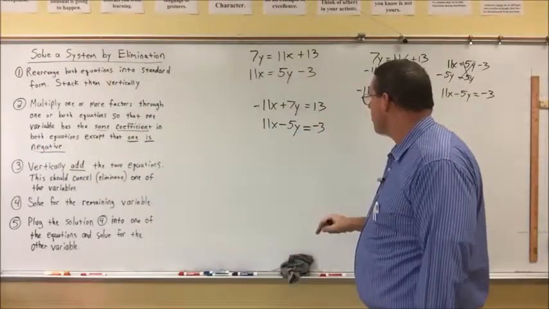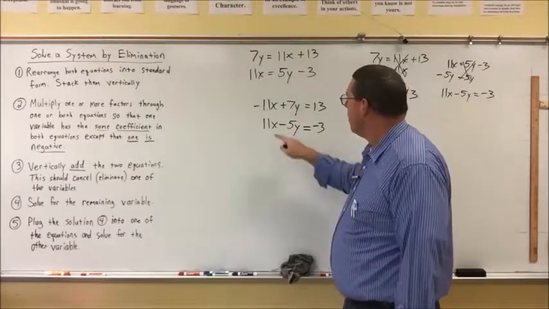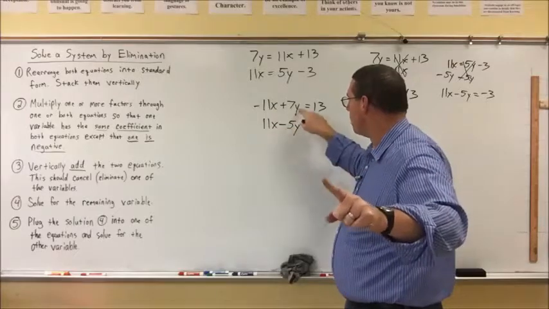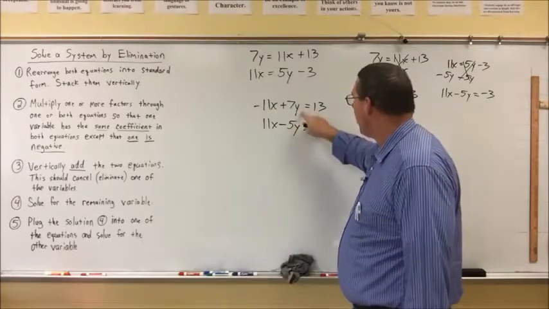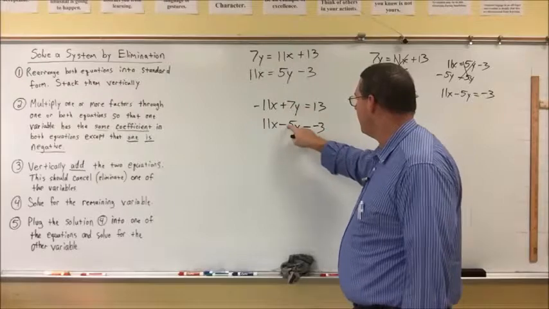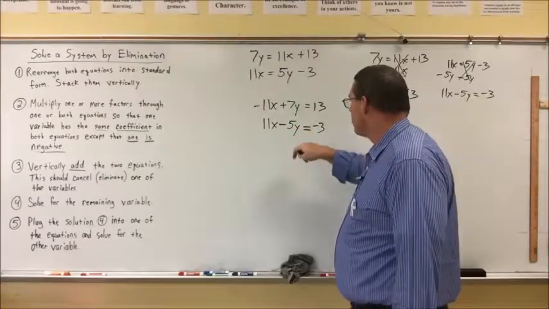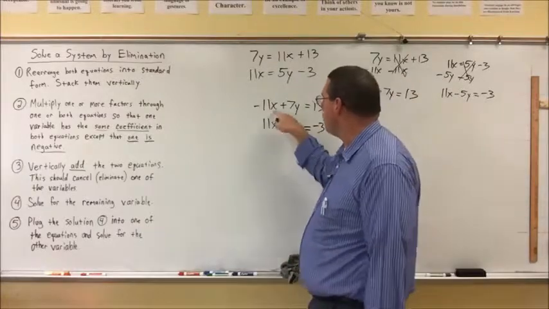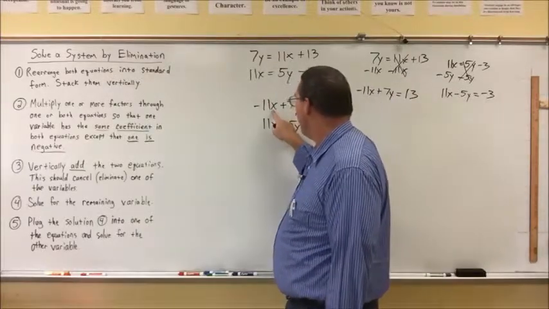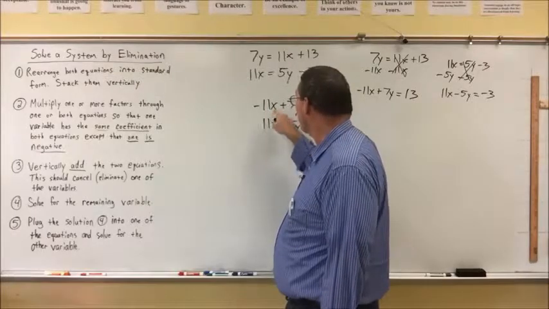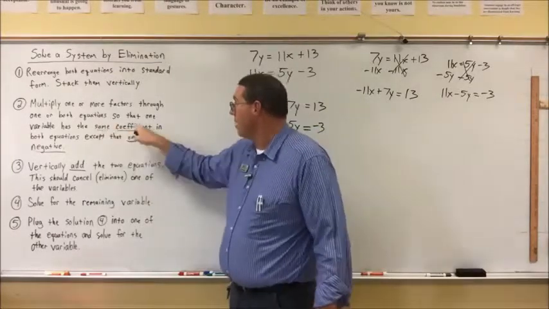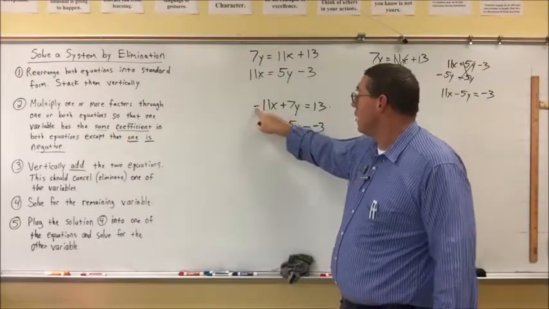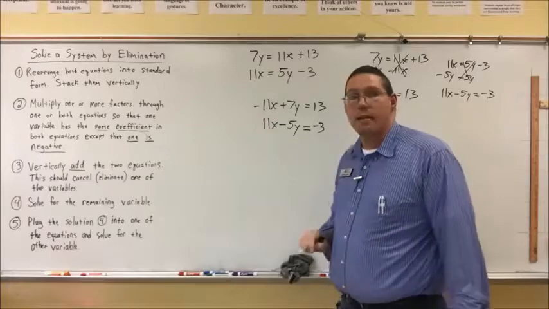So if I look at this, I want to have the same number in front of both of the x's or the same number in front of both of the y's. Now y has a 7 in front of it here and a negative 5 in front of it here, so I would have to change one of those or change both of them. But I don't need to, because if you go over here, look, the x has an 11 in front of it in both of them. I already have the same coefficient in both equations. And look, one of them is already negative and one of them is not negative.